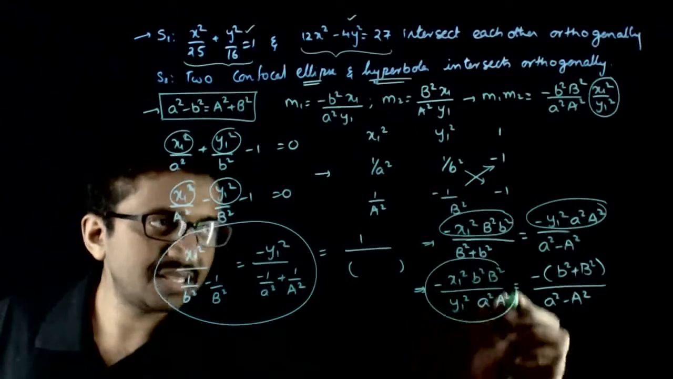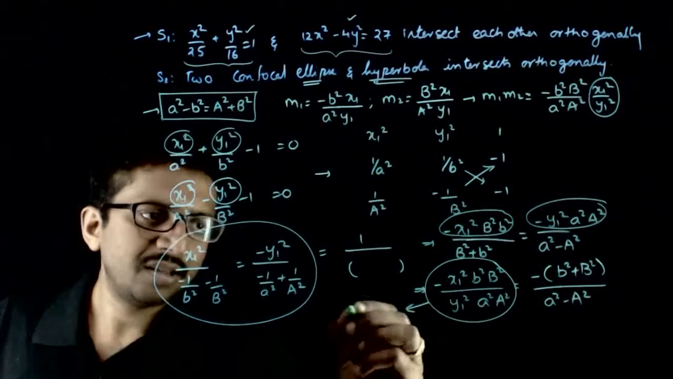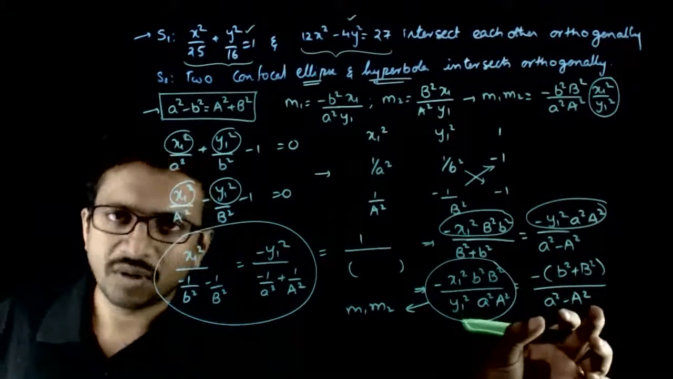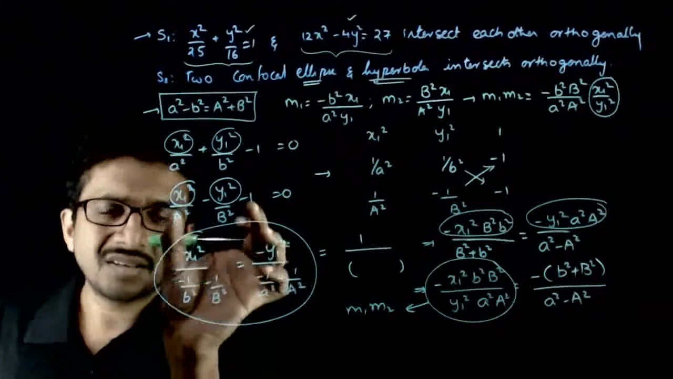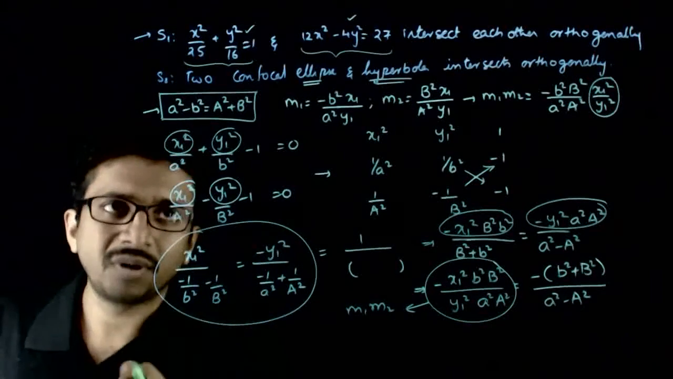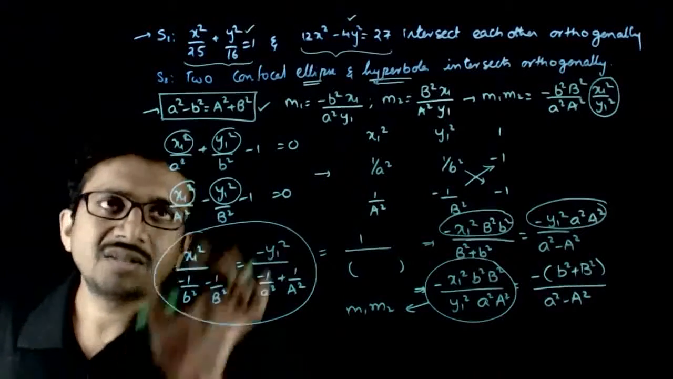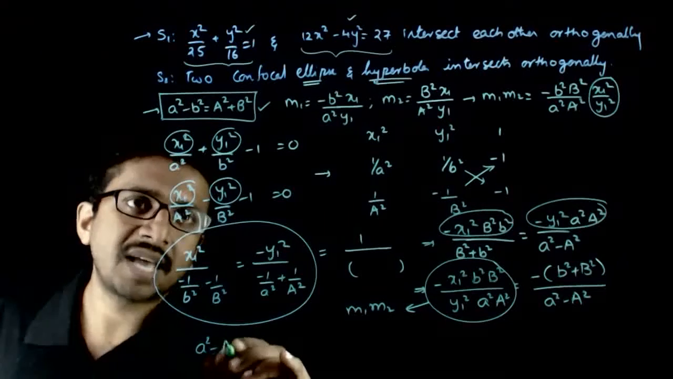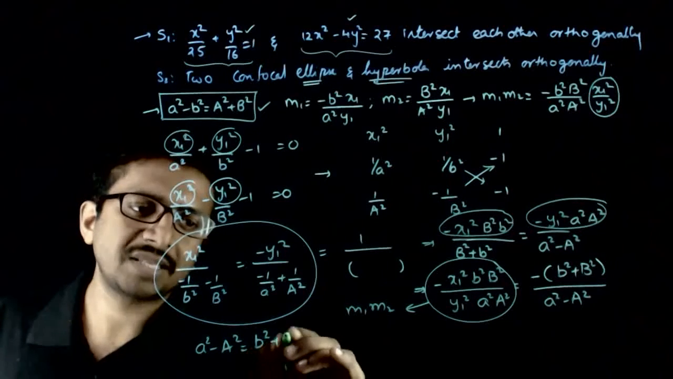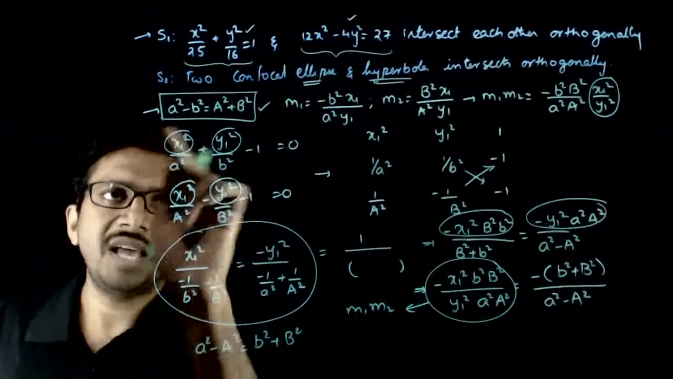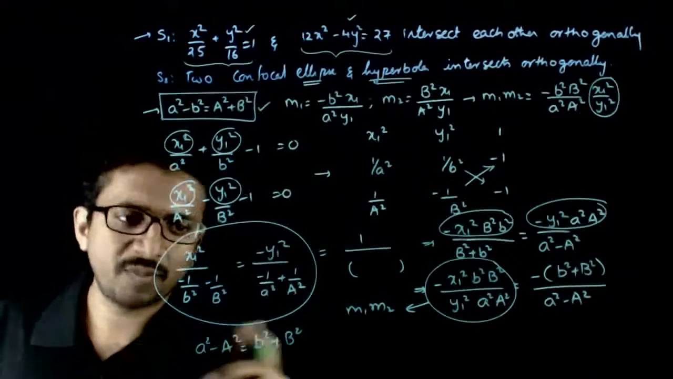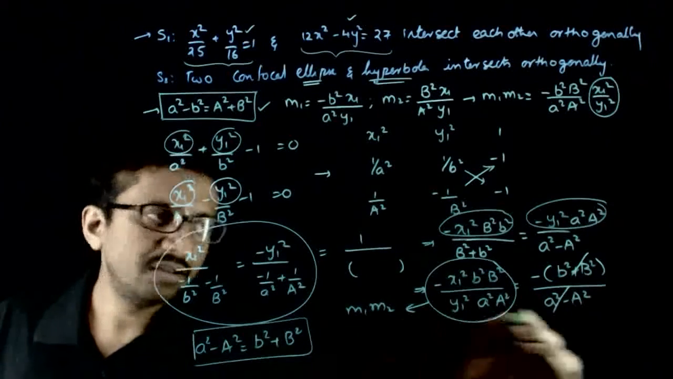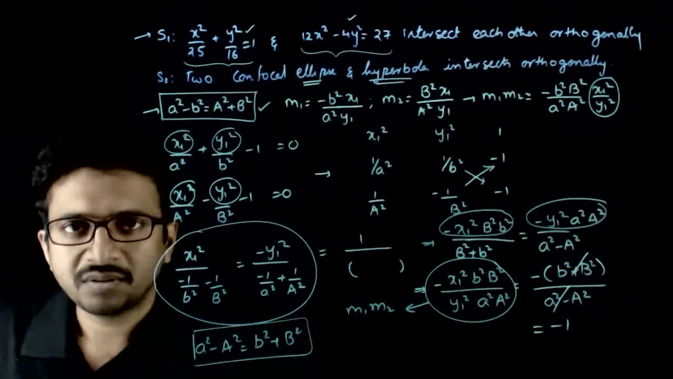And as you can see, this is nothing but the term m1 m2. So m1 m2 is equal to this, but because these two curves are confocal, we have a condition like this. From this condition, if you rearrange terms, are you getting a square minus capital A square is equal to b square plus capital B square? So if you interchange, a square minus capital A square is equal to capital B square plus small b square. So can you see that these two are getting cancelled, which is equal to minus 1.